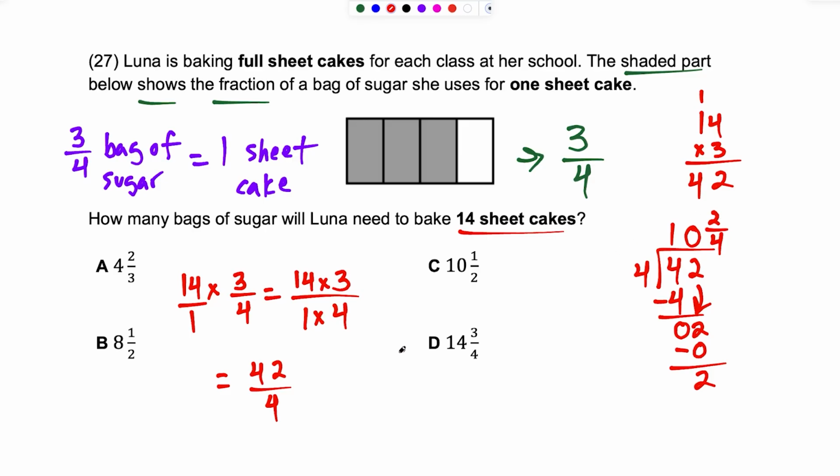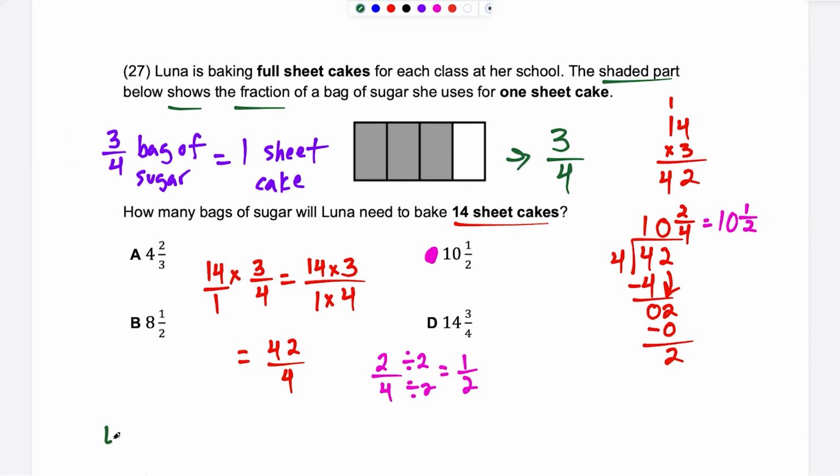But if we reduce 2/4, I'll do that in a different color. 2/4, we could divide top and bottom by 2, and this fraction reduces to 1/2. So we could say that 10 and 2/4 is equal to 10 and a half. And this tells us that choice C is our answer.